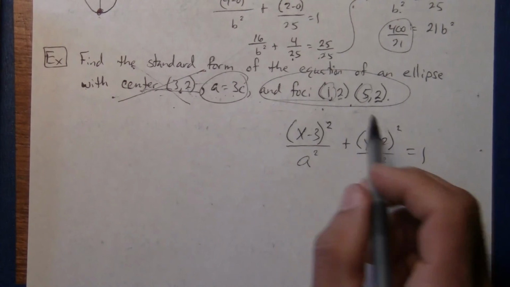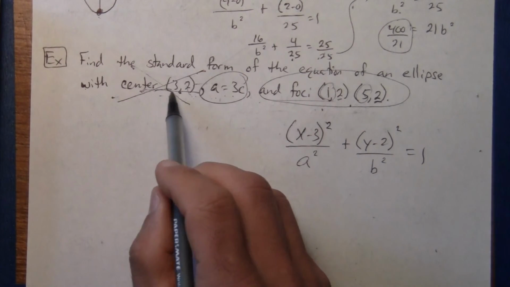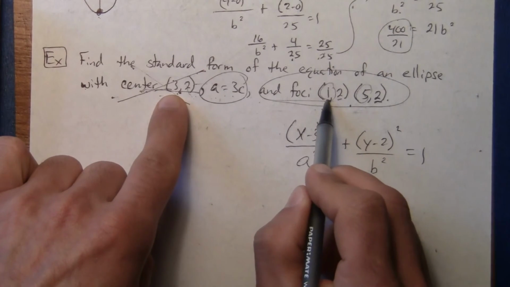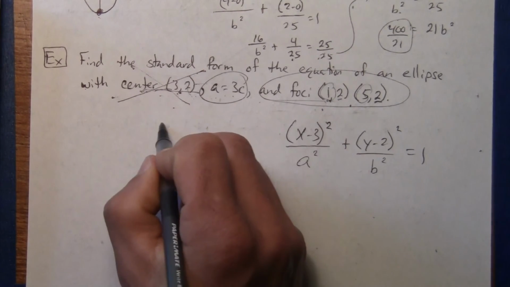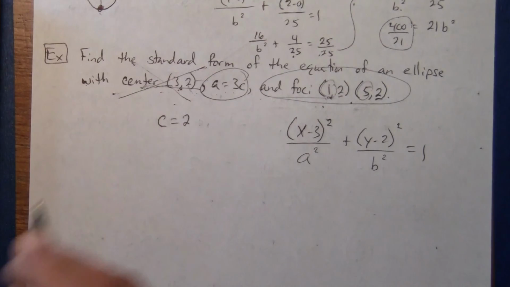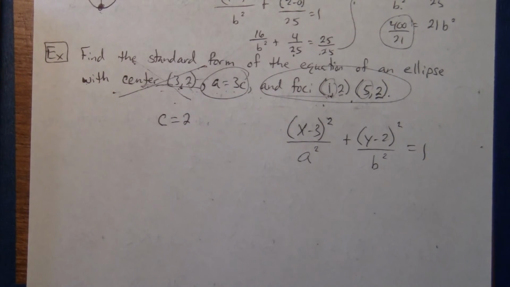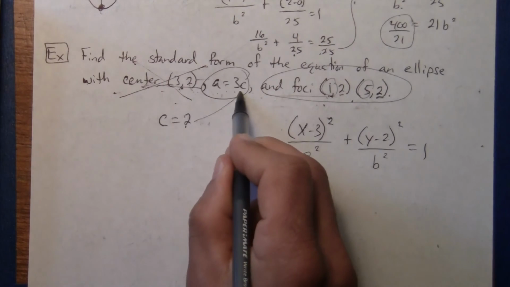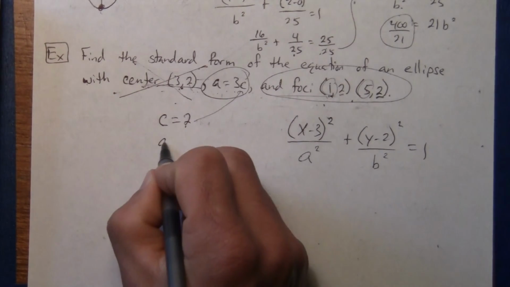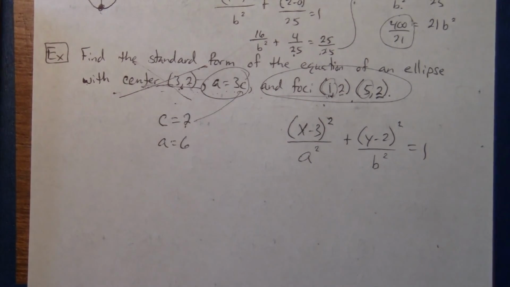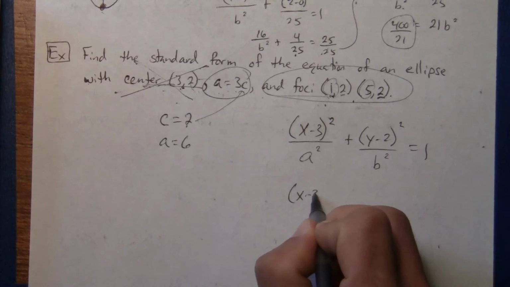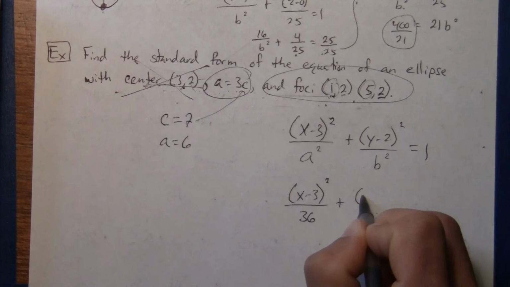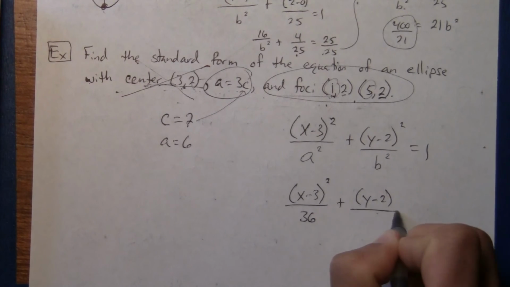And something else. Notice the distance between the center and either of the foci. It's a distance of 2. That means c is equal to 2 because it's a focus that you're talking about. Well, if c is equal to 2, then look at this. Plug it in here. That means a is equal to 6. So now I know that a squared is equal to 36. The only thing I don't know is what is b squared.